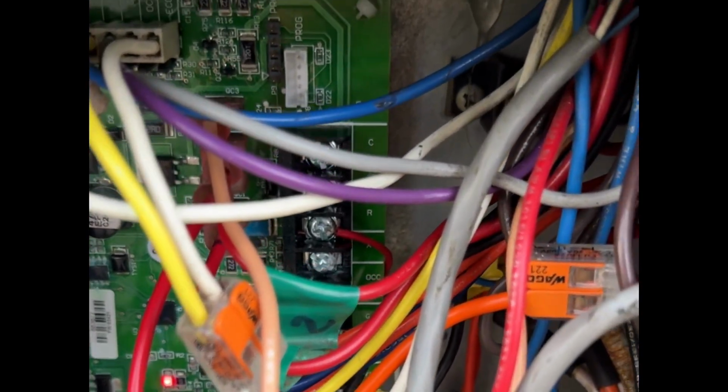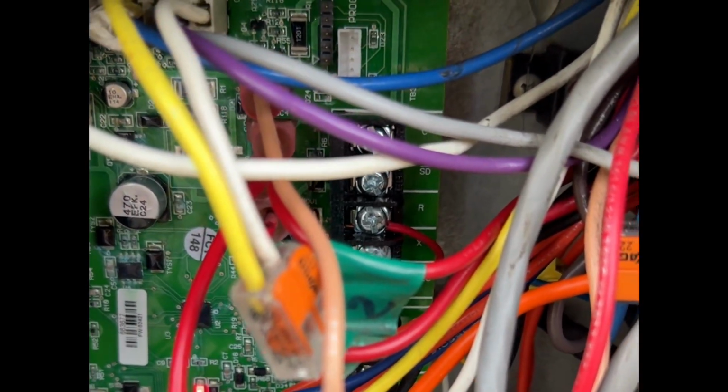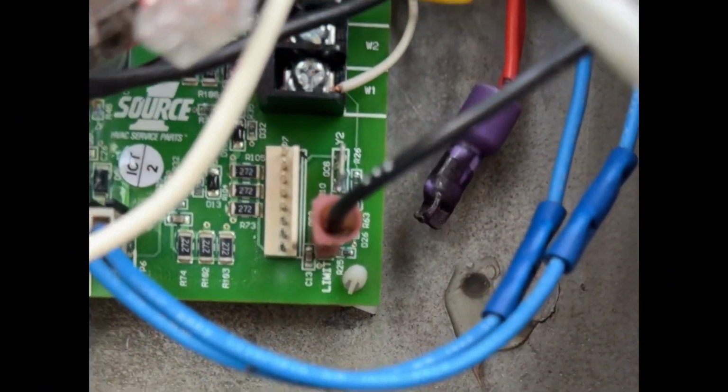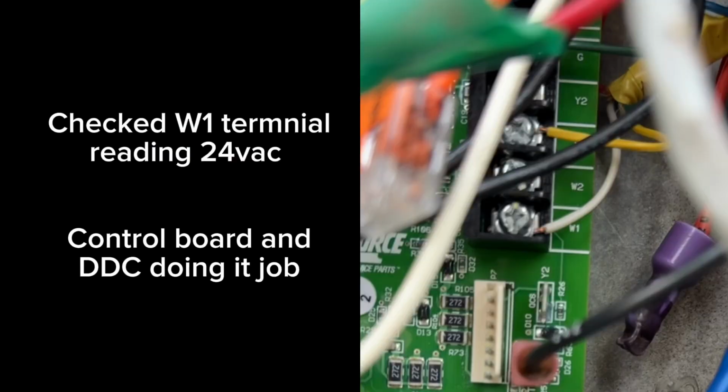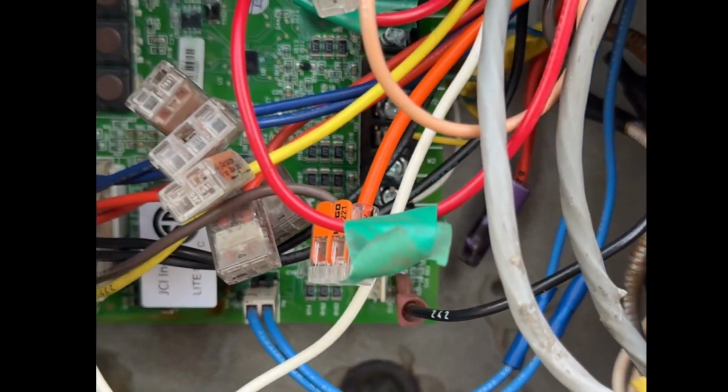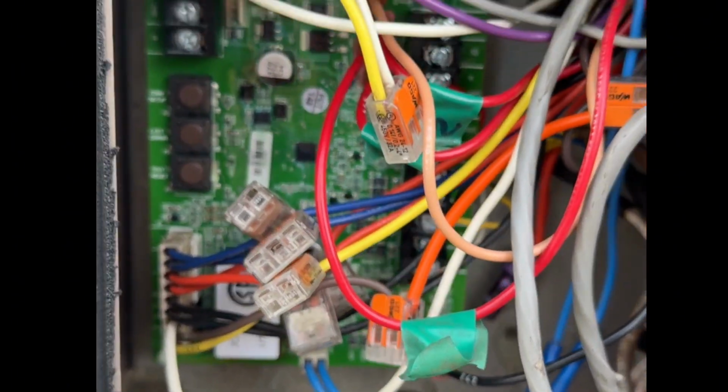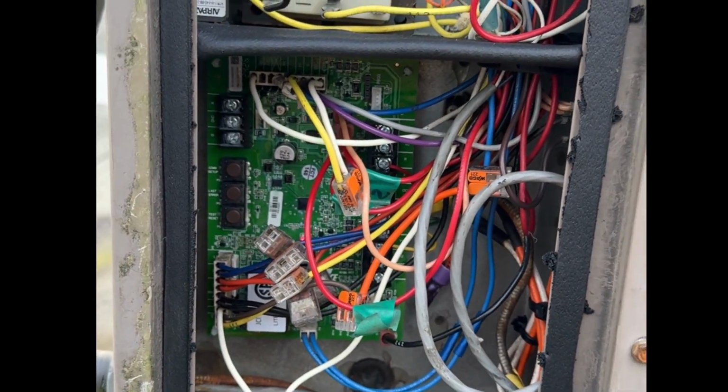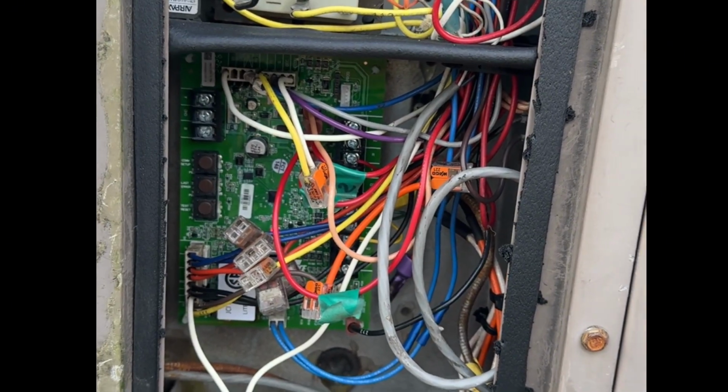Here we're coming into the control board area and I'm checking to make sure all those letters there have appropriate power. Since the unit is running, we are okay, but as I can see from earlier, the heat's not running, so I put my meter on W1 to confirm, and it was working, so the control board is okay.